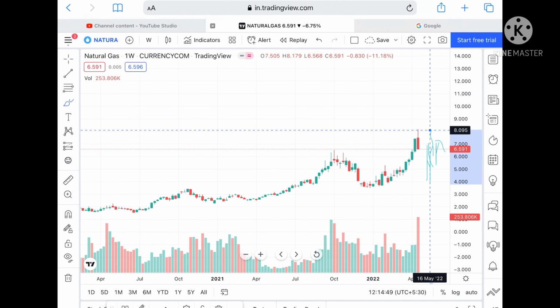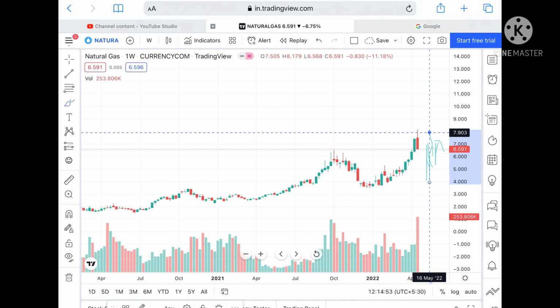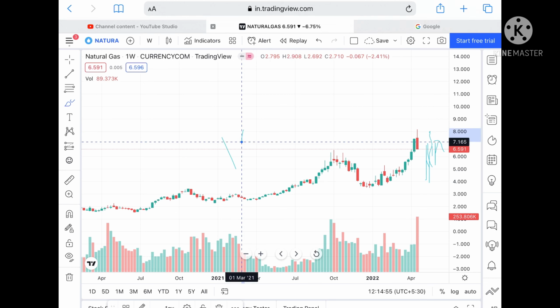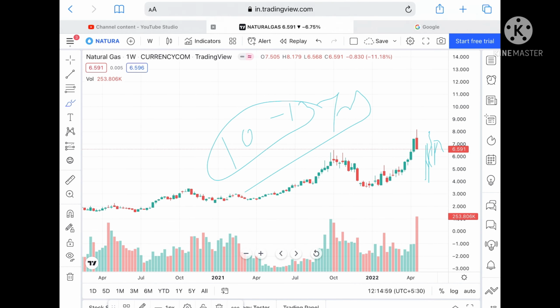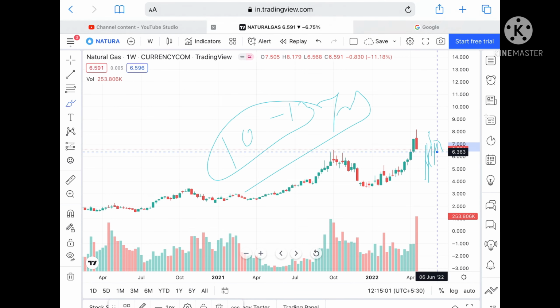Again I repeat, if this particular level sustains, we can see it touch a level of 7.390, and from there it can move further upside and touch its all-time high also, the 10 to 13 year high. Now suppose the price doesn't sustain this level, we can see it fall further low towards a level of 6.363.